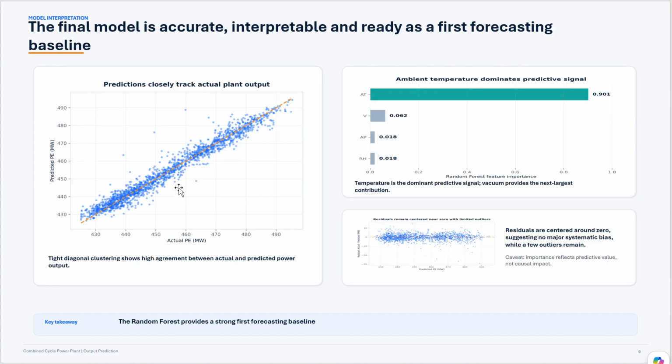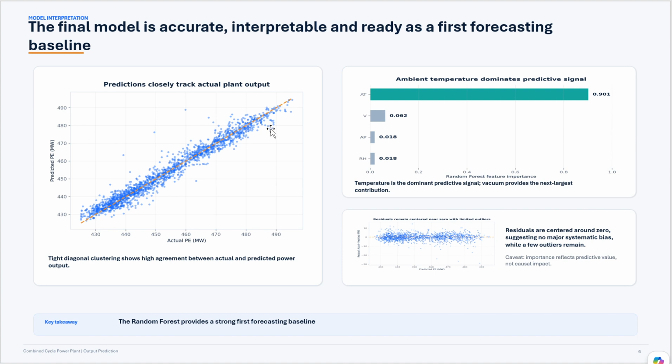The actual versus predicted chart shows that most observations lie close to the diagonal reference line. This indicates that predicted output generally tracks actual output closely across the full range of plant output. There are a small number of larger errors, visible as points further from the diagonal, but these are relatively limited compared with the overall pattern.